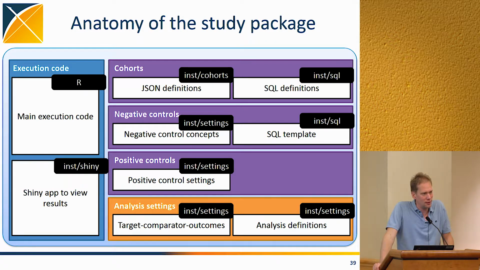I'm just looking in the inst settings directory, and the names of the files are not obviously associated with things up there. Like analysis definitions, is that CM analysis list? Yes, so CM analysis list is the combination of these objects. Oh, okay. Maybe I should have put the actual names up there, but the slide got a bit cluttered.